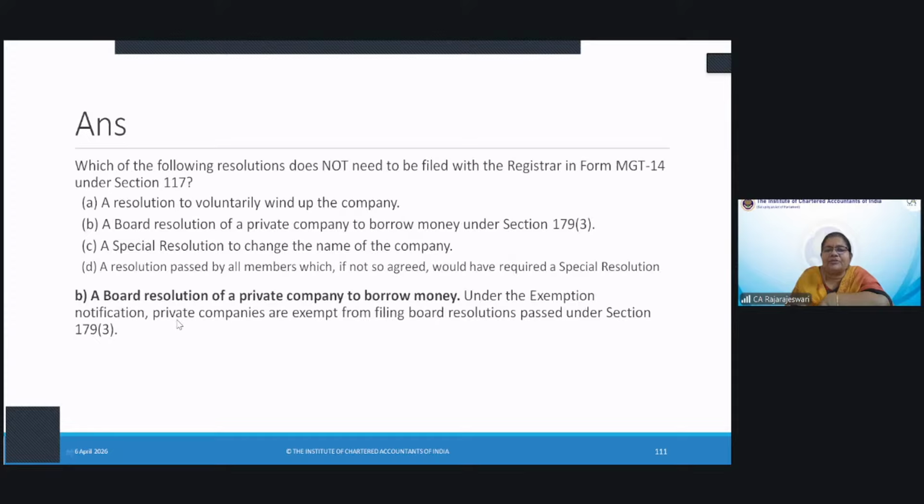Under the exemption notification, all private companies are exempt from filing board resolutions passed under section 179(3). Specific exemption is there by the exemption notification. So, moreover, that is a clue for you: board resolution.